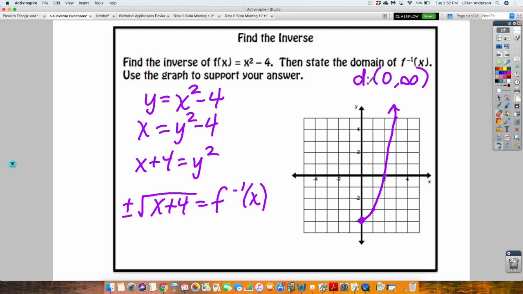So this was the domain of the original function, which means that my inverse, which a lot of you had right, but incorrectly, is not going to be plus or minus. It's only going to be the positive part because you're only taking the positive part of the quadratic. I'm not done yet, by the way.